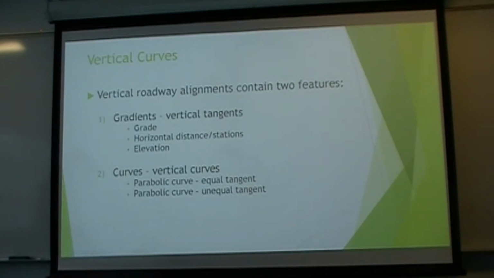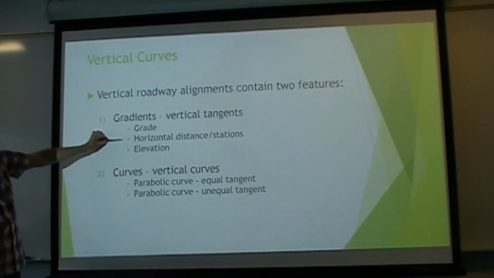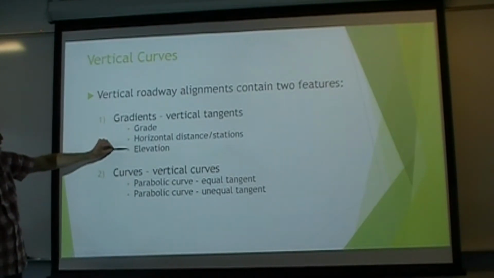Okay, so vertical roadway alignments contain two features, just like the horizontal do. Instead of calling them tangents, they're referred to as gradients, or vertical tangents. They're defined by a grade, percent grade, and a horizontal distance, which is typically in stations, and then they usually have defining elevations. So you usually know grade and horizontal distance, or you might know horizontal distance and elevation, but eventually you're going to use all three of these things.